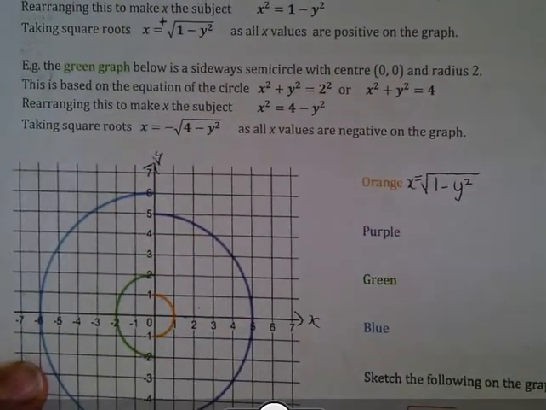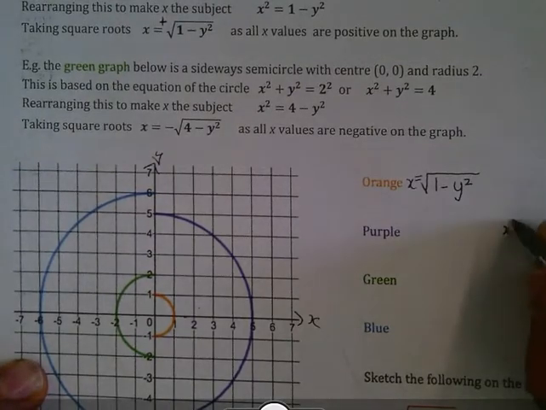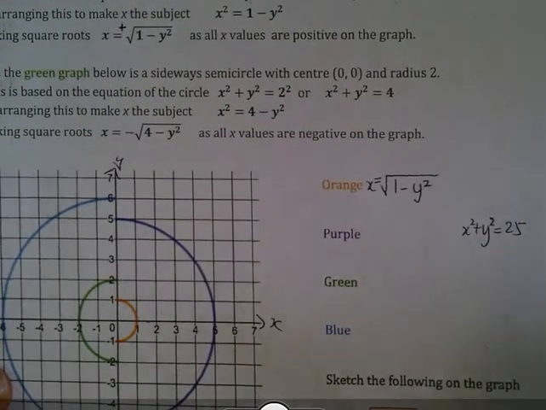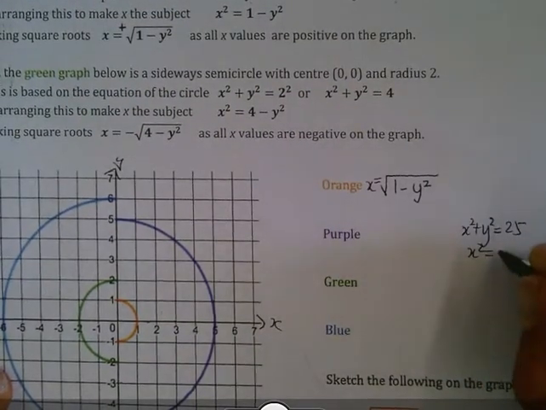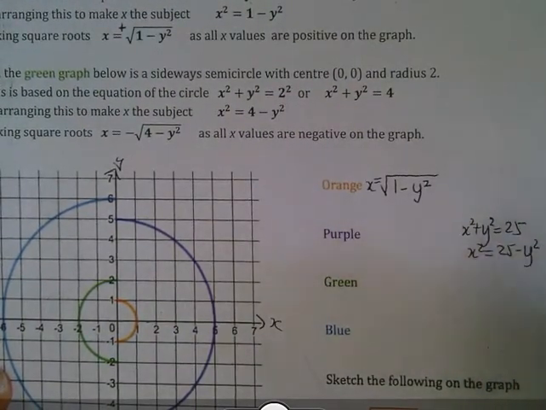Now, what's the purple graph, girls? Based on the circle, x squared plus y squared is 5 squared, which is 25. I'm going to make x the subject because it's a sideways graph, 25 minus y squared.